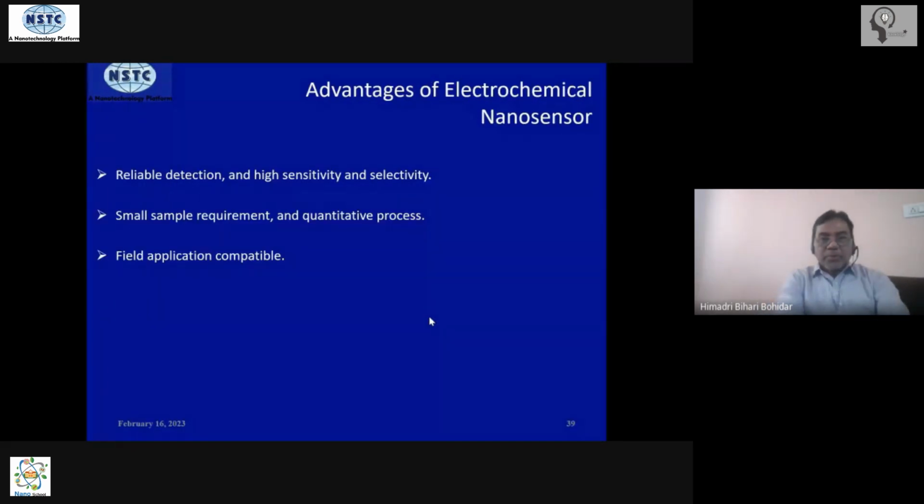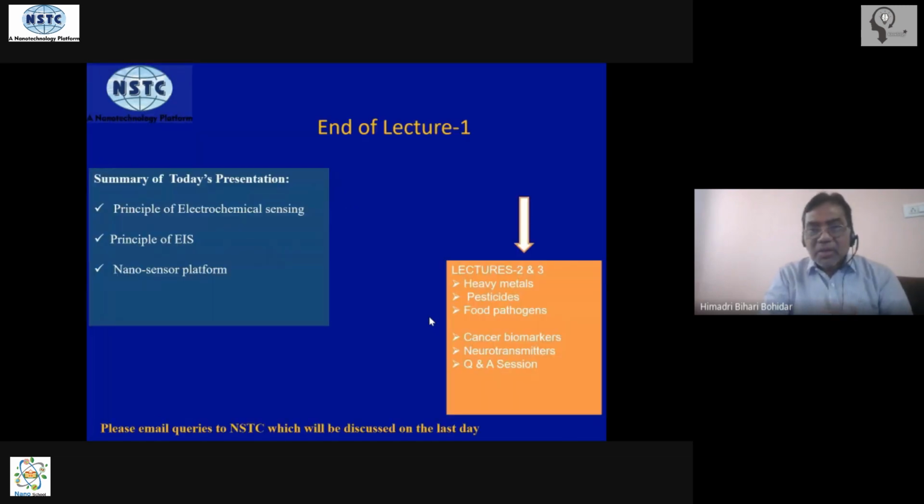So now, when I put all these things in the background, the advantages of electrochemical sensor are: very reliable detection, high sensitivity, very good selectivity. Requirement of the sample is small. You can work with very dilute solutions. Highly quantitative process. You can measure various parameters like diffusion coefficient, charge transfer resistance, the redox behavior, and the redox potential of the analytes. Also important is it can be made field applicable. These are the advantages associated with this instrument. Nowadays, pocket electrochemical cells or cyclic voltammeter instruments are available at a very low cost. But all those things work on this principle.